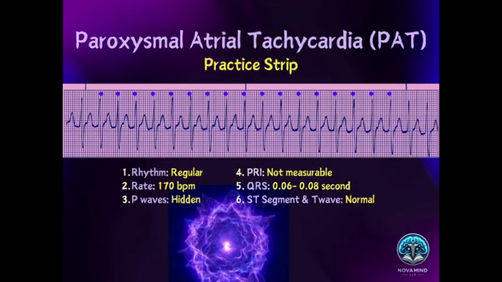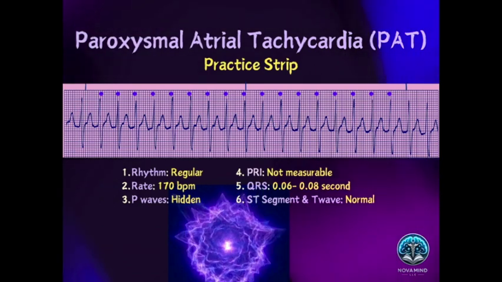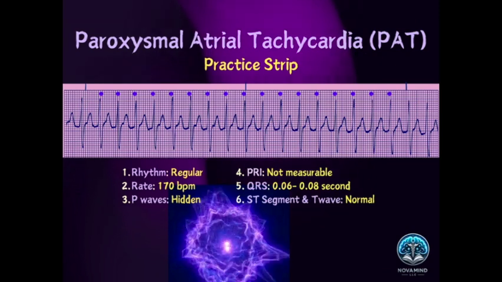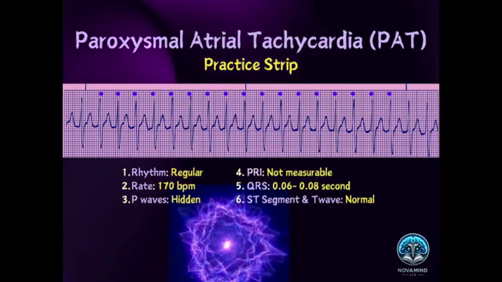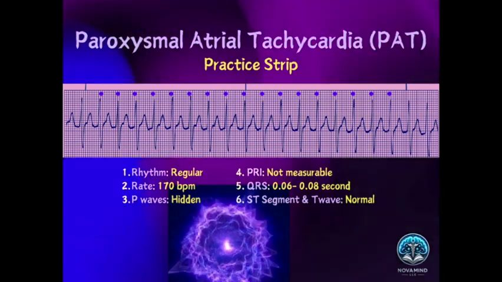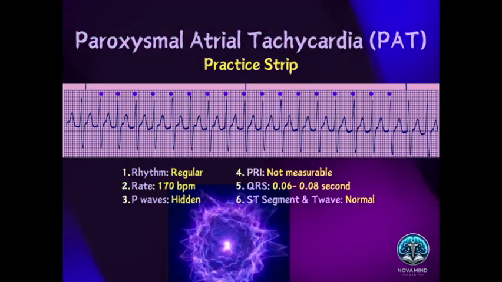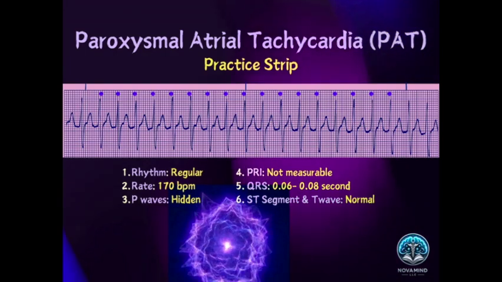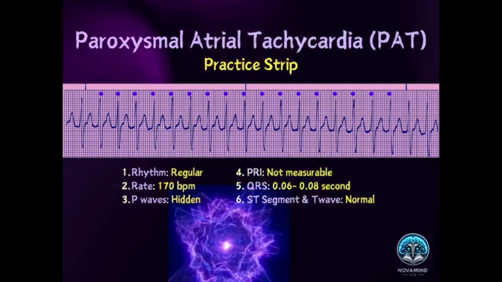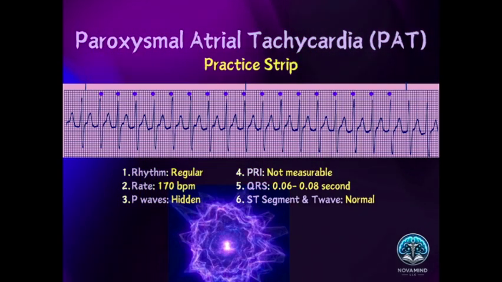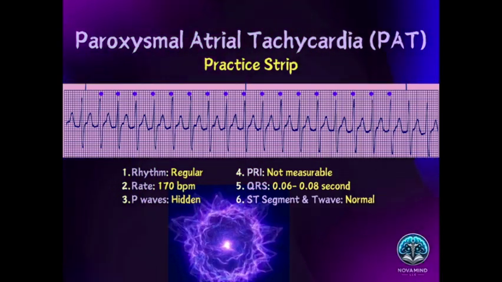In this rhythm strip, we've identified a regular rhythm with a rate of 170 beats per minute. The P waves are hidden, the PR interval is not measurable, the QRS complex is narrow, and the ST segment and T wave are normal except for that TP wave. These findings are consistent with paroxysmal atrial tachycardia. Now that we've analyzed the rhythm, it's important to consider treatment options based on the patient's symptoms and underlying conditions.